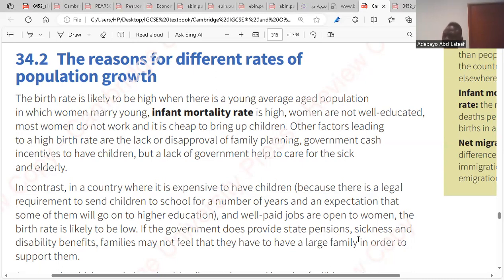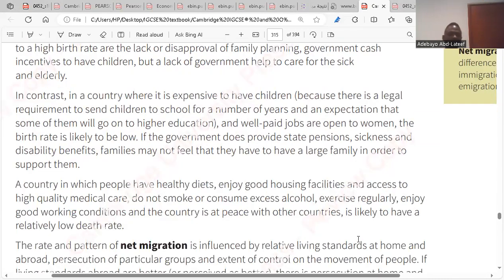Yes. Then they said, in contrast, in a country where it is expensive to have children because there is a legal requirement to send children to school for a number of years and an expectation that some of them will go on to higher education, and well-paid jobs are open to women, the birth rate is likely to be low. If the government does provide state pensions, sickness and disability benefits, families may not feel that they have to have a large family in order to support them.